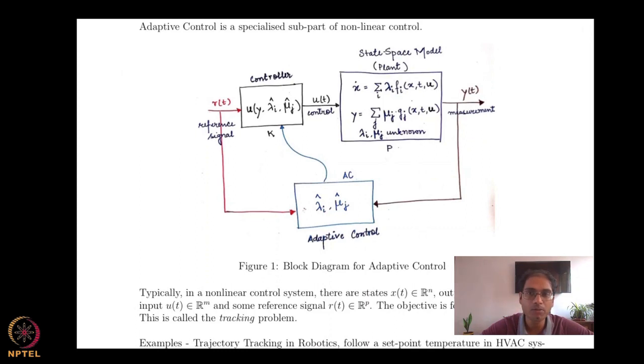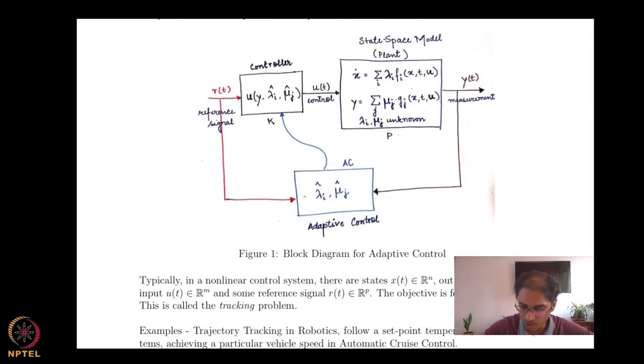And uncertainties are probably the most common feature of any system. So you might design a state space model, just like you see here. You have a state space model for the plant, which has a general nonlinear structure. In general, we assume a nonlinear structure, something like a summation over lambda i, f i, and so on, and then there is an output, which is a summation of mu j, g j, where f i is a function of possibly state, time, and control. Similarly, the output is a function of the state, time, and also the control.